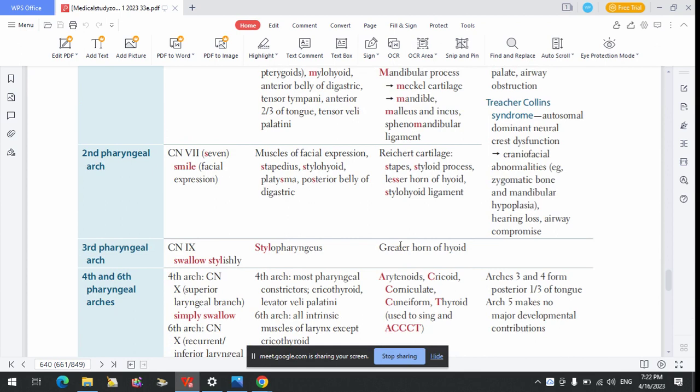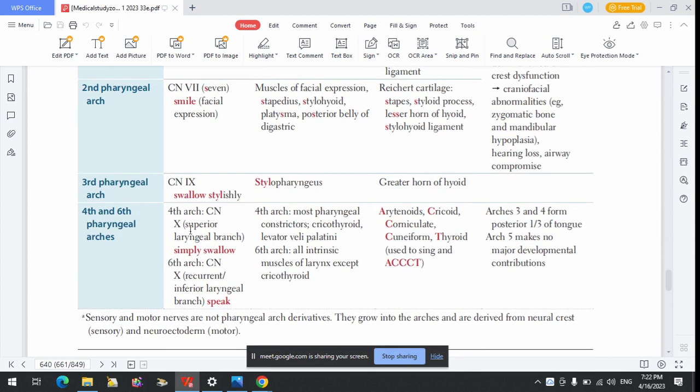Very easy to know. Then we go to the fourth and the sixth. So the fourth and the sixth actually form joint structures. They share the structures together, especially the bones, but they have separate muscles and separate nerves. Although the nerve is commonly the vagus, there are different branches from the vagus. The fourth is supplied by the superior laryngeal branch of the vagus. The sixth is supplied by the recurrent laryngeal branch of the vagus.